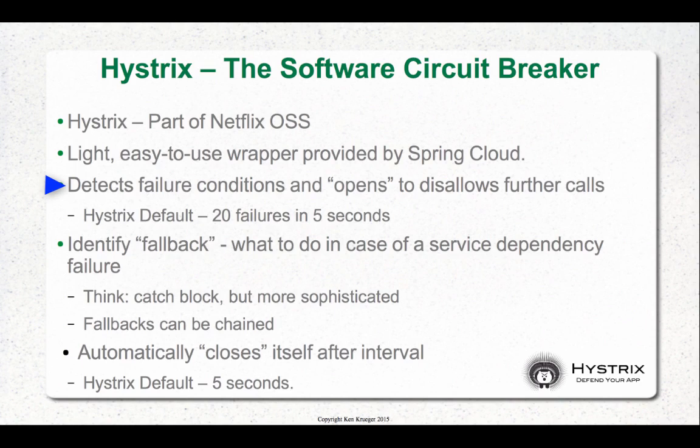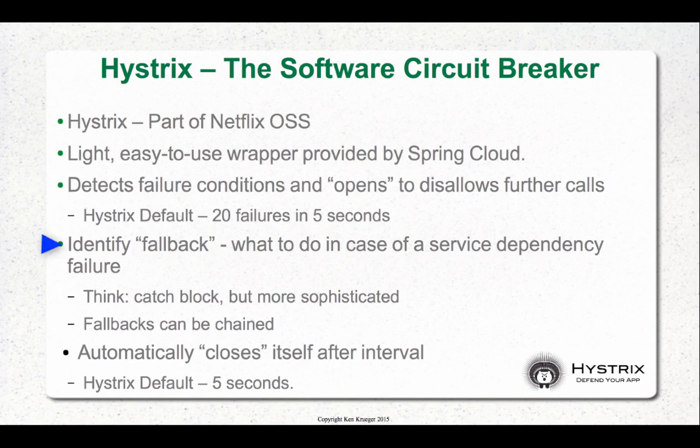Now, just like a physical circuit breaker, Hystrix detects failure conditions. Let's say that we are calling a service, and we start to get repeated failures in a brief period of time. Hystrix will respond by opening the circuit, and opening means it's not going to allow further calls to take place. The default behavior in Hystrix is 20 failures over any 5-second window of time, but that's adjustable. I'll show you how later.